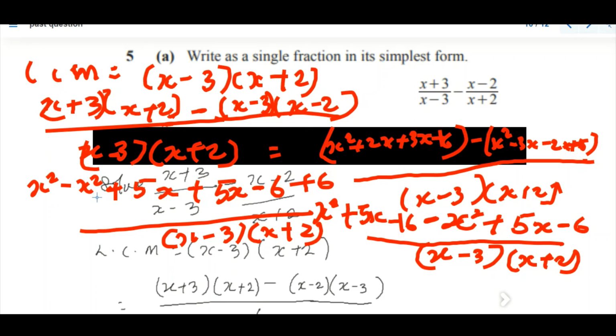Now let's look at it. x squared minus x squared will give us 0. 5x plus 5x will give us 10x. Minus 6 plus 6, that is 0. So our answer is going to be what? 10x over x minus 3, x plus 2. And this is the solution to this first question. We have another one here.